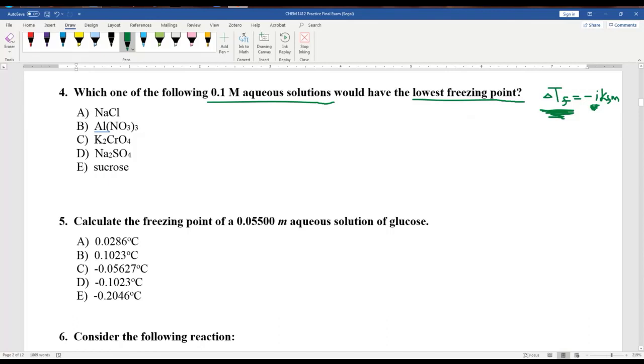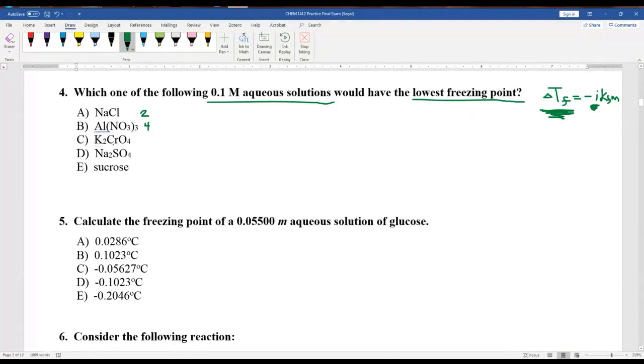So basically, whichever one of these breaks up into the most ions is going to have the most negative change in freezing point. So which one of these substances will break up into the most ions? This one is only going to break up into 2 ions, Na and Cl. Aluminum nitrate is going to break up into 4 ions.